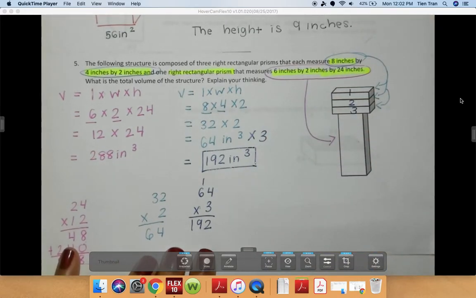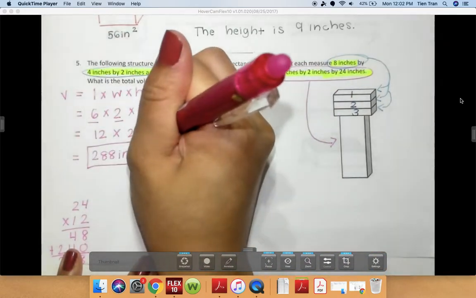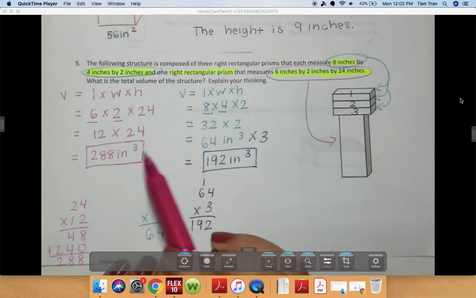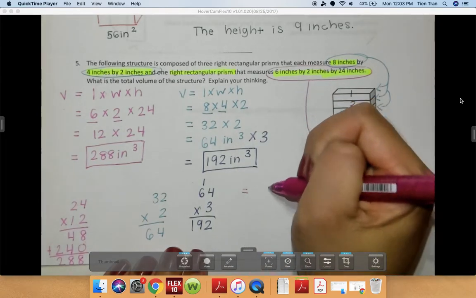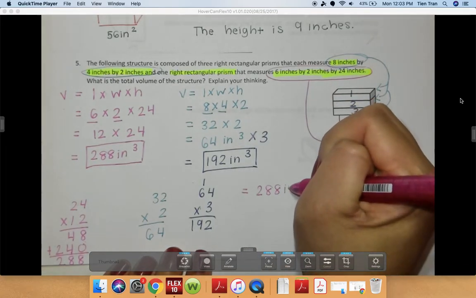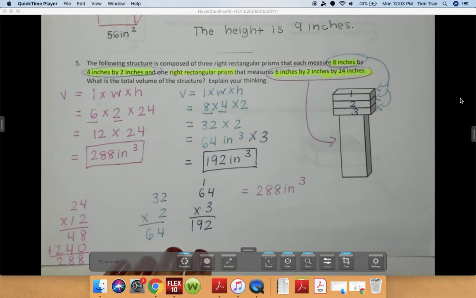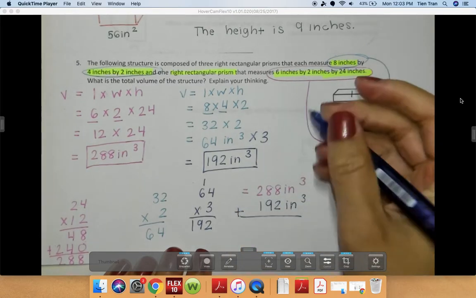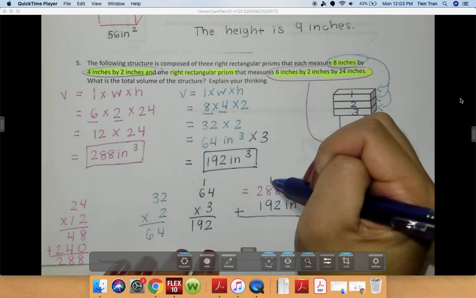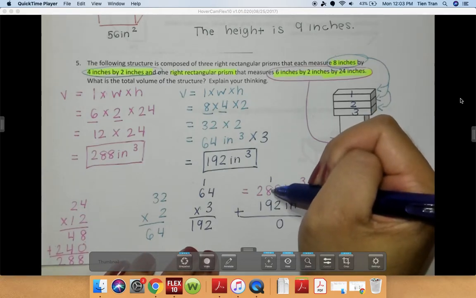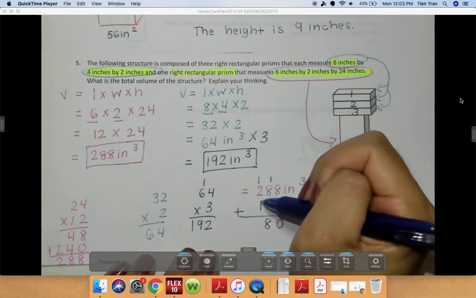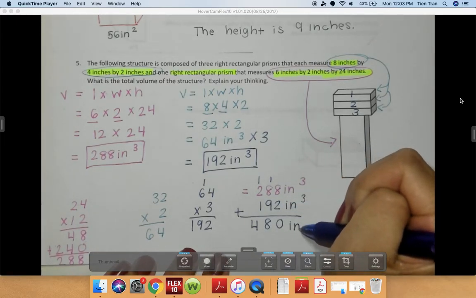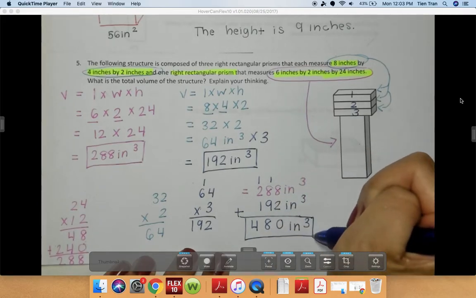Okay, with these two numbers right here, what I'm going to do, because it asked me what is the total volume of the structure, so I need to add these two numbers together. So I'm going to add 288 inches cubed plus 192 inches cubed. Okay, 8 plus 2 is equal to 10. 9 plus 8 is 17, plus 1 is 18. 1 plus 2 plus 1 is equal to 4. So I have 480 inches cubed is my final answer.